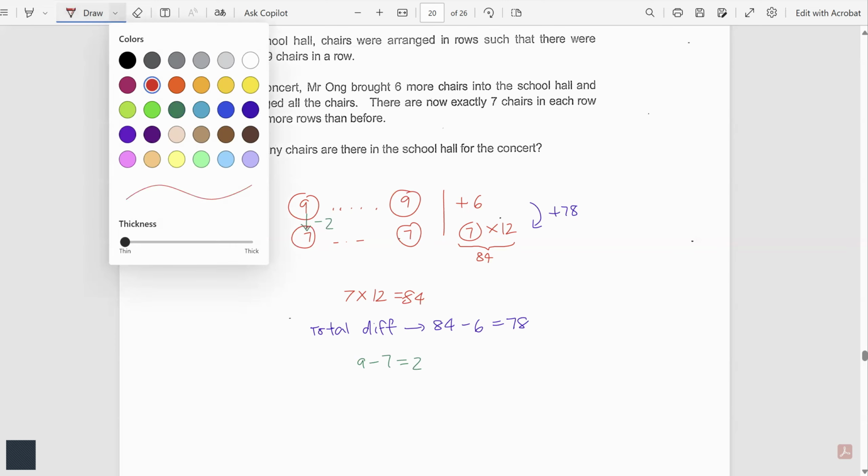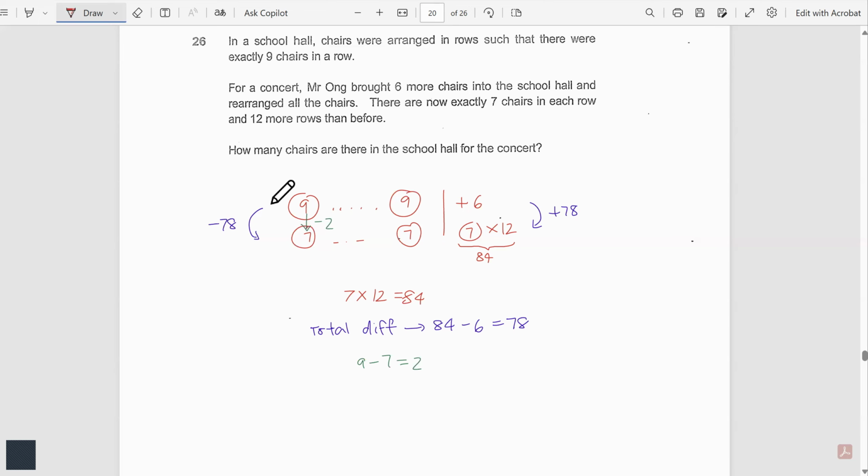So if I compare this, the total decrease is supposed to be 78. But if every row actually decreased by 2, then how many rows are there? So the number of rows at first, because we are looking at the left-hand side only. The decrease is 78, but every row is a decrease of 2. So I'll take 78 divided by 2, which means that there's 39 rows. So I write here 39 rows of chairs.